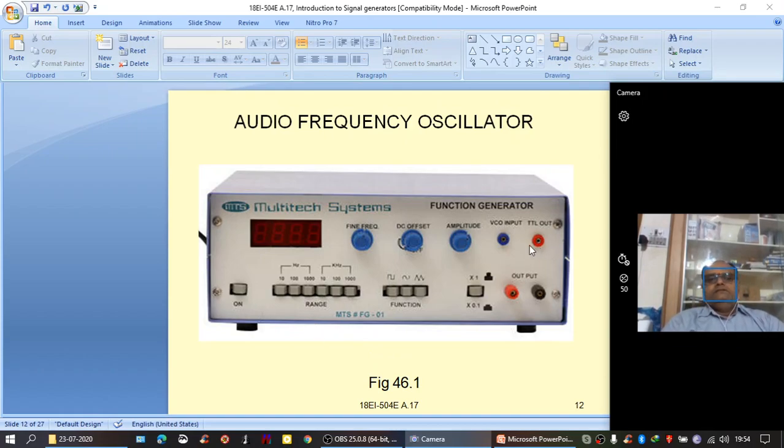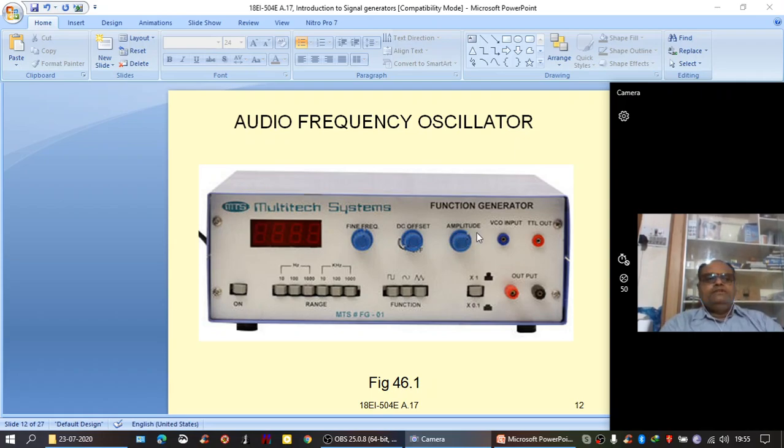And this is what we use in our laboratories, from Multitech Systems, MTS FG01. It has push button switches. All are push button switches here for range selection, function selection, and multiplier also.